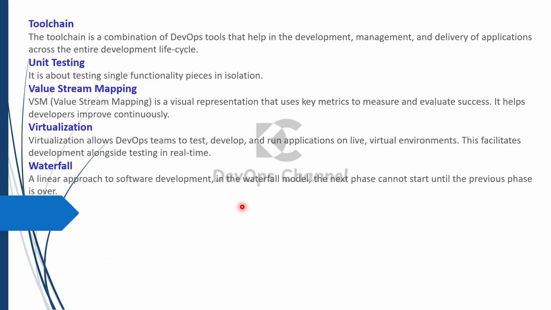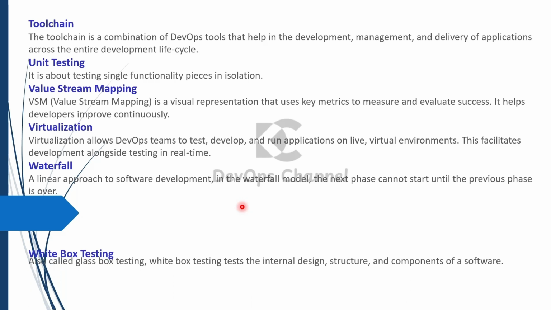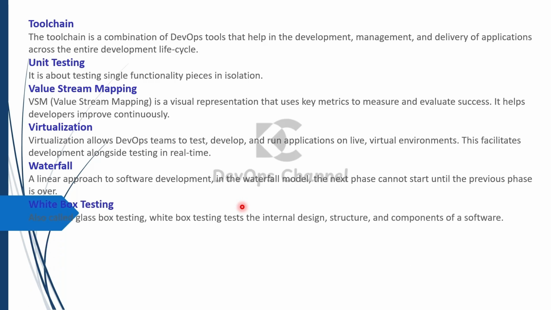Waterfall, a linear approach or a traditional approach in software development. Okay. And the next phase cannot start until the previous phase is over. So it was a traditional method. We might have also heard about it. Next one is white box testing, also called glass box testing. So it basically tests the internal design structure and components of software.